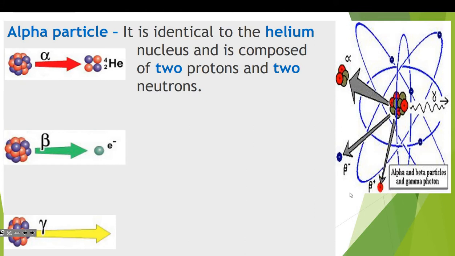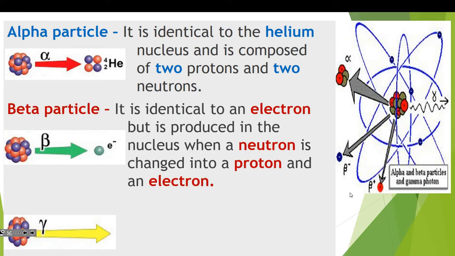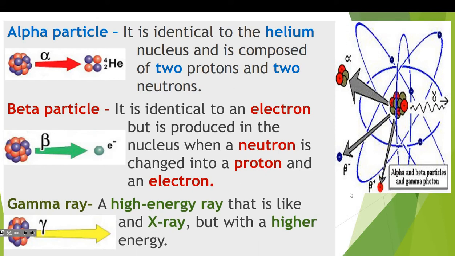So alpha particles. These are the three big ones that we're going to be talking about. We'll add a few more to this. Alpha is identical to a helium atom, except it's lost its electrons, so it has a positive charge. Beta is identical to an electron, but it is produced when a neutron from the nucleus splits into a proton and an electron. And a gamma ray is a very high energy ray that is like an X-ray, but it has a lot more energy that's given off.